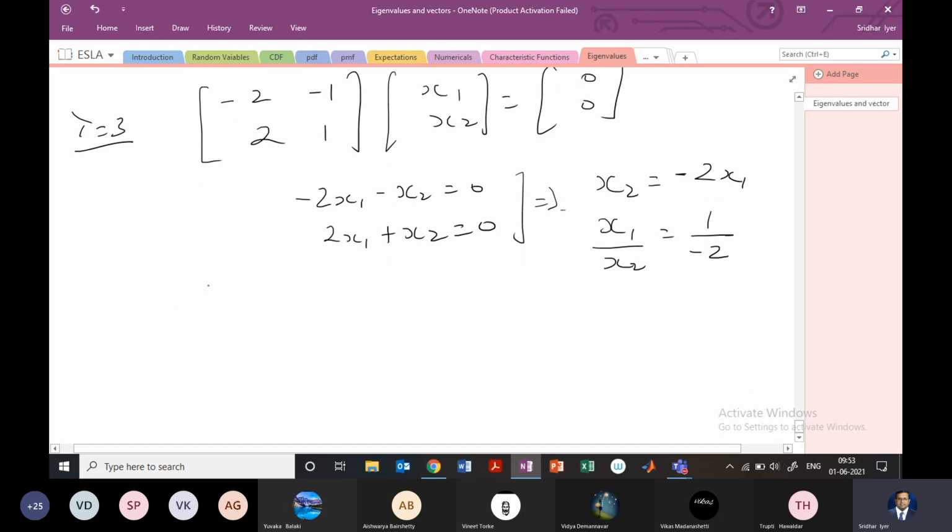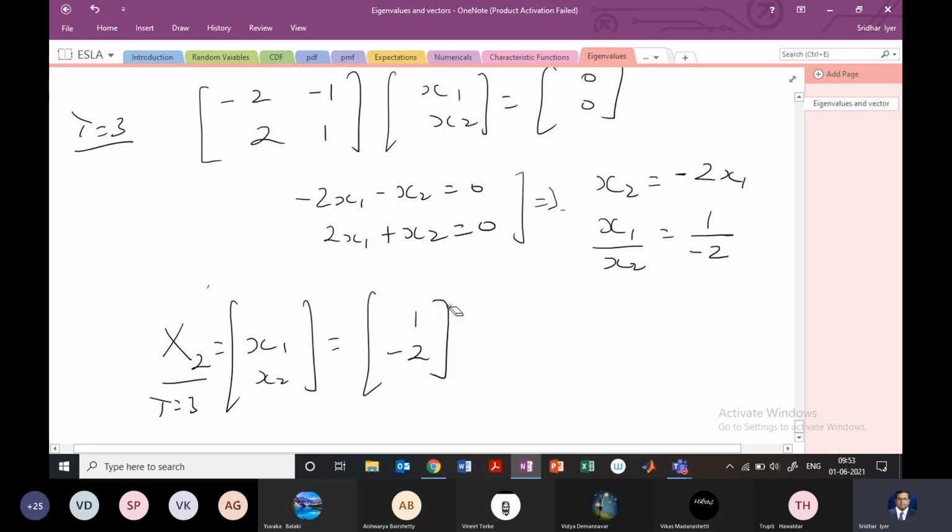Therefore, we can write this vector x2 corresponding to lambda equal to 3 as x1, x2 equal to 1, minus 2. If you don't want to write it like that, you can also write it as minus 1 and 2. It's one and the same; the only thing is we need to show the relation. So 1 and minus 2, again multiplied with some constant, let's say k. Are you getting those values? Anybody?